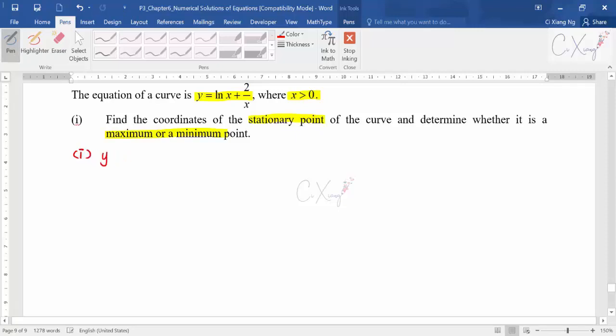Okay, so since I know that y equals log x plus 2 over x, 2 over x means 2x to the power negative 1. To find the stationary point, I need to do the differentiation, dy/dx. Differentiate log x, I get 1 over x. Differentiate 2x^-1, I will get negative 2 over x squared. All right, so all these details, please make sure that you go back and do some revision on how to differentiate all these functions. Okay, so the next step, after you find the differentiation, you let dy/dx equal 0 to get the x coordinate.